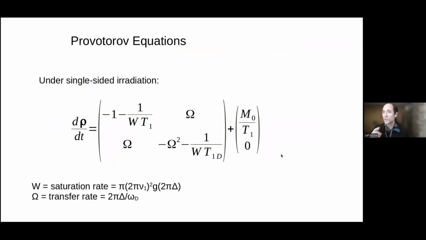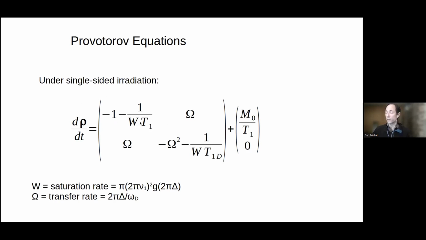Now, there's a set of equations that can be used to describe this, called the Provotorov equations, and this matrix rho here is a bit of a weird thing. It's got two components in it. The first component is the Zeeman order, the Z component of the magnetization. The second component in this matrix is the dipolar order. And the off-diagonal elements here represent communication between these two reservoirs.